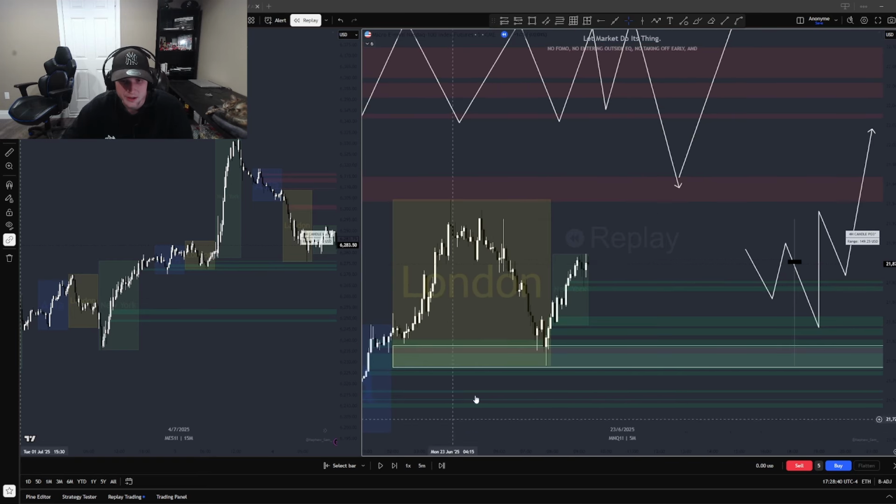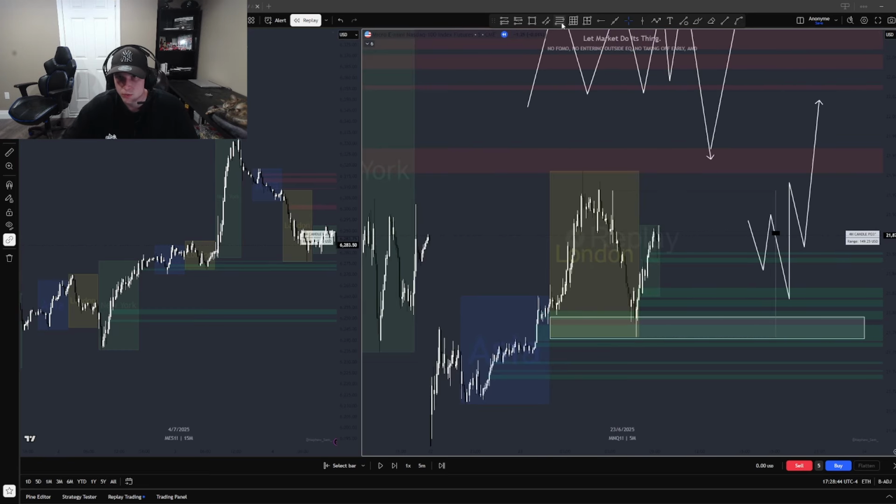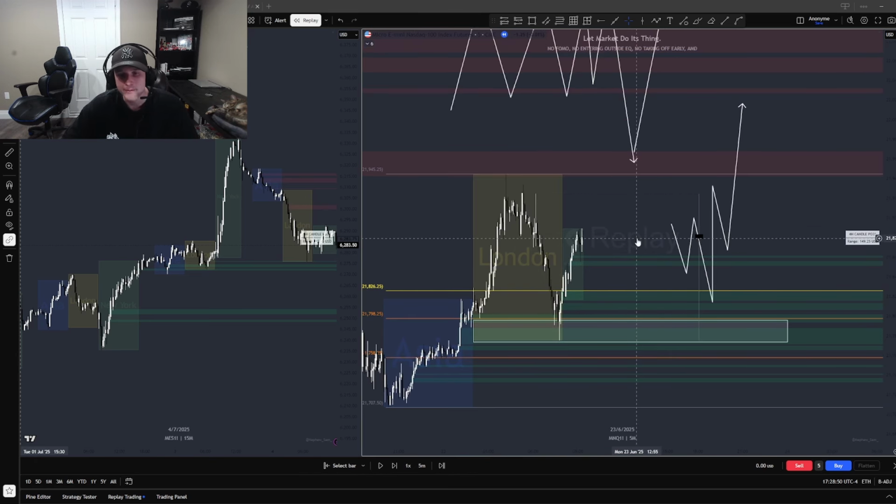Now I'm looking at this and I'm just thinking, okay, we're bullish. I'm gonna mark out my range again, Asia to London. We tapped OTE. This is good. Now in my head right here, I'm probably thinking I most likely missed the entry. We're gonna be looking for something else.